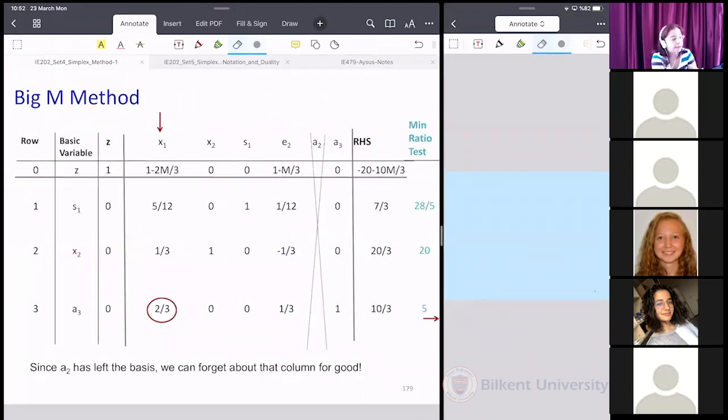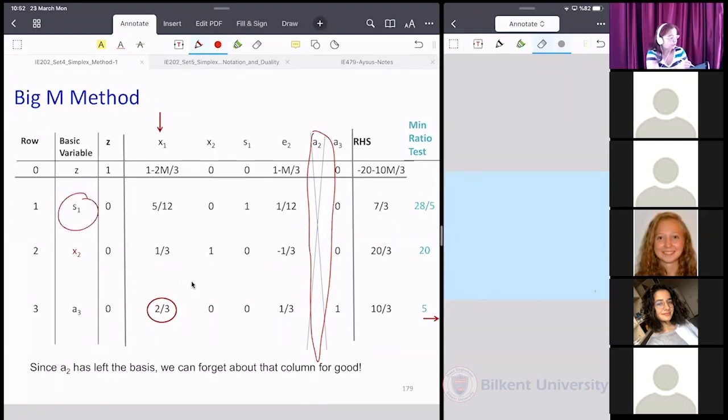Be careful. Once an artificial is out of the basis, I can immediately forget about its column. You don't need to update its column, okay? Because the guy is already out of the basis, okay? So I performed one iteration. You do all the simplex iterations. I'm not going through them because you already are solving a homework about a simplex, but if you have questions, you can still ask. So I performed one iteration.